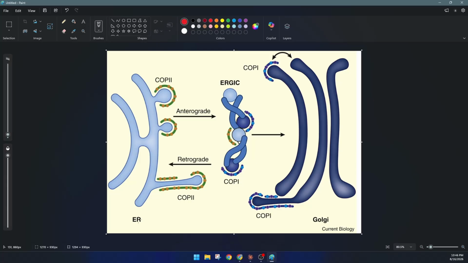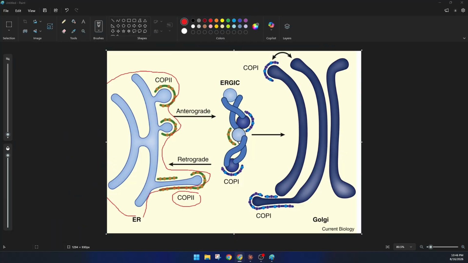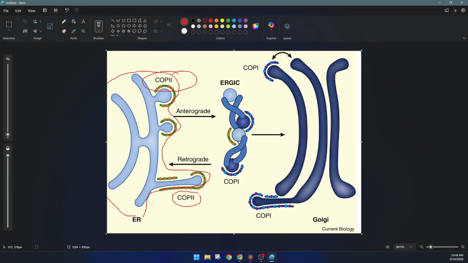So here's the endoplasmic reticulum over here. And basically COP2 is where you have your anterograde movement this way. Anterograde is also known as forward, right? Anterior means going forward. When you're going retro, you're going backward. But anyway, we're on anterograde, and these are the vesicles from the rough ER.